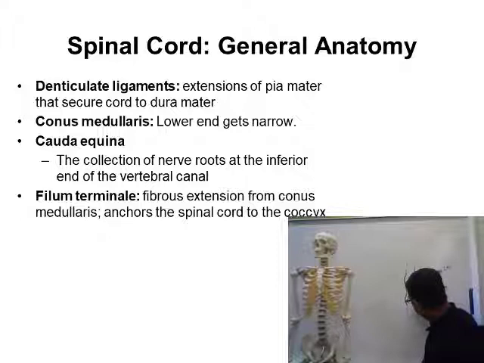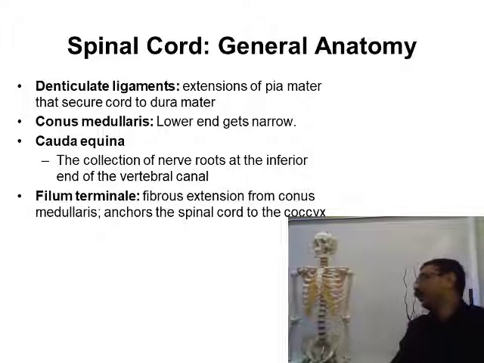And now, if you see the lower end of the spinal cord, which is conical shaped, cone shaped lower end, and this cone shaped part is called conus medullaris. Conus medullaris.